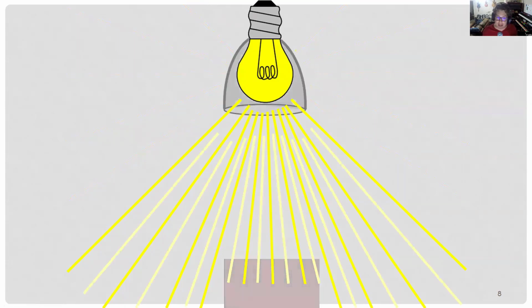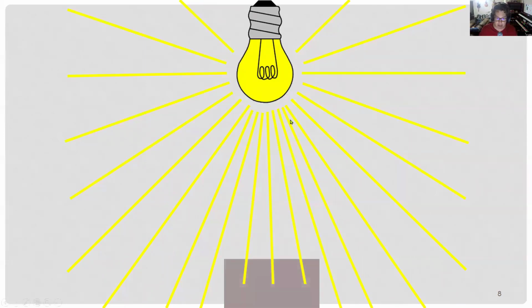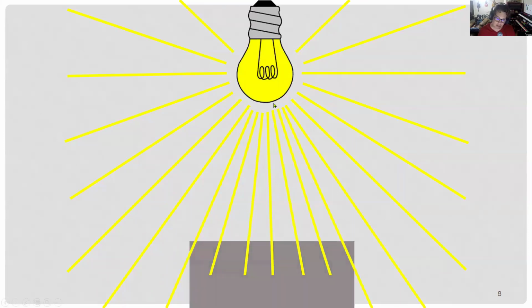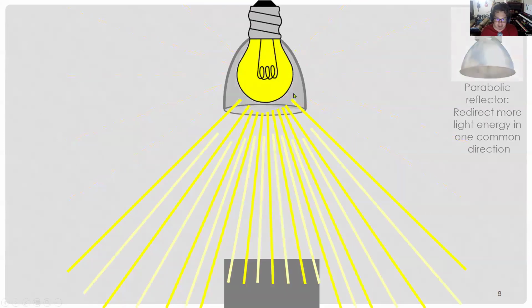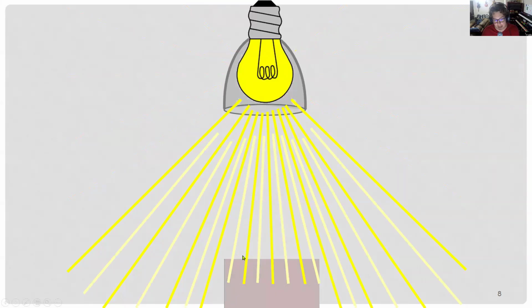Okay, now, if I use this parabolic reflector, I put that over the surface. Now all of that light energy is directed in a constrained space. So the light that was going up here, now it's redirected down here. So now it's like there's twice as many beams striking. So that effectively makes the surface more illuminated as well.